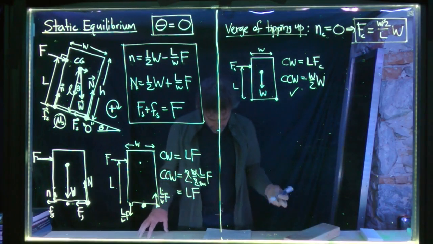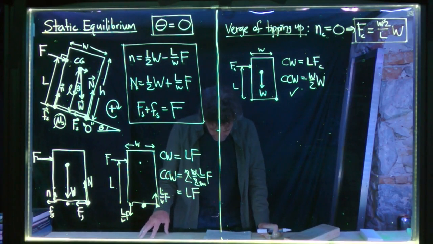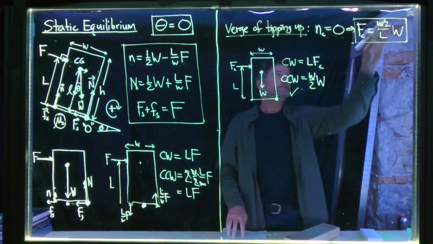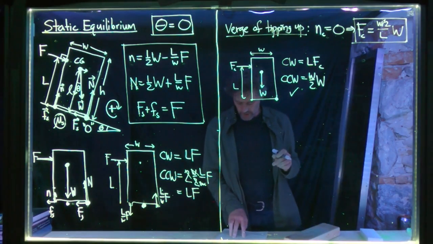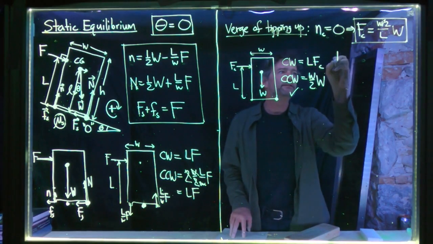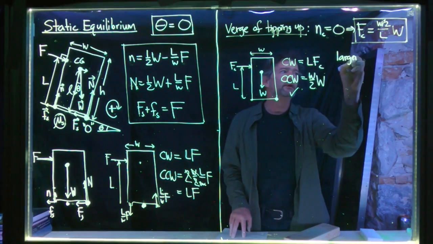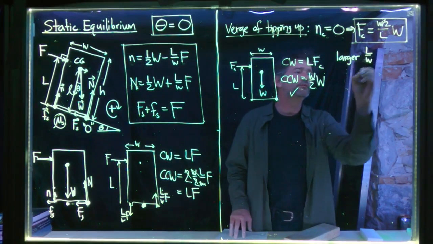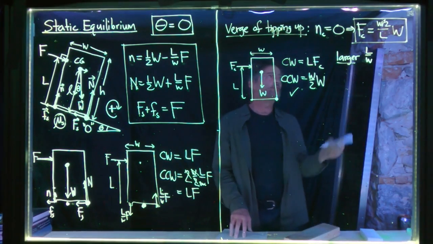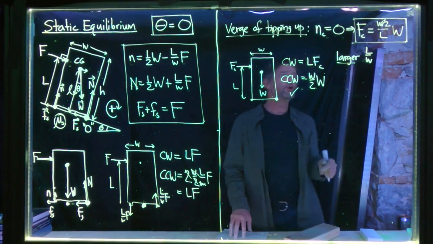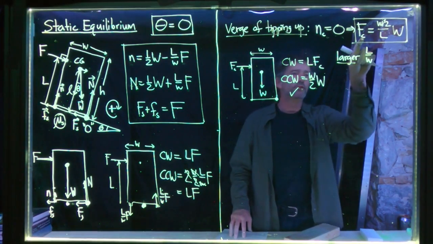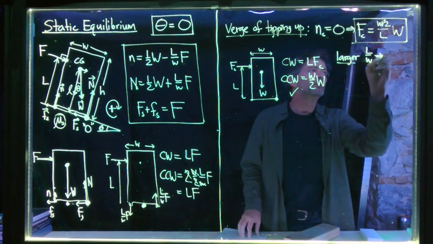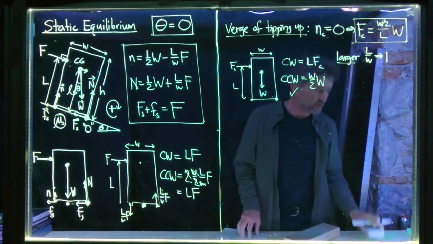Let's see, what else? I also want to point out here that with this equation, let's interpret that equation and see if it makes sense. So let's consider the case of making capital L, the ratio of capital L over W, larger. Okay, so if capital L over W is larger, then the critical force required to just bring that left leg up is smaller. So that means a smaller F critical.